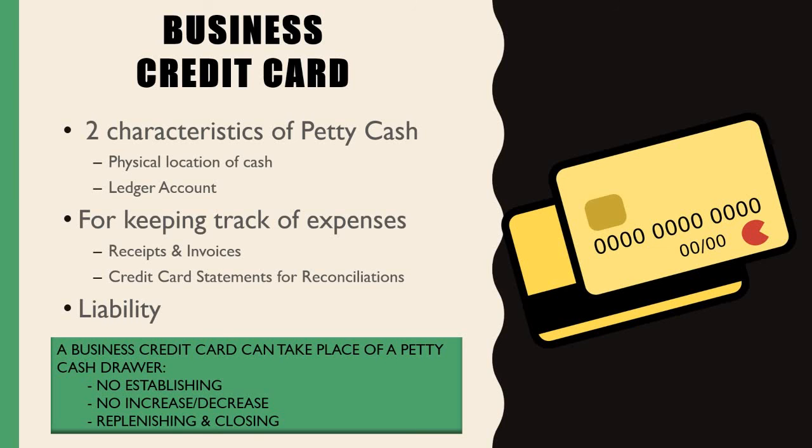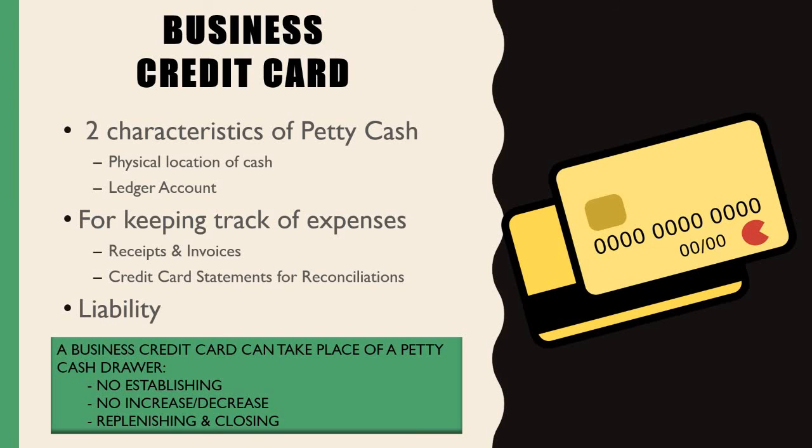Or a credit card bank company, and they're letting you borrow the money to make these minor business expenses. So again, you're going to be collecting your receipts and invoices for proof of a transaction. And another way that you can prove that you did a minor business expense is you have your credit card statement at the end of every single month. And again, it's a liability because you're borrowing money to pay for these minor business expenses.